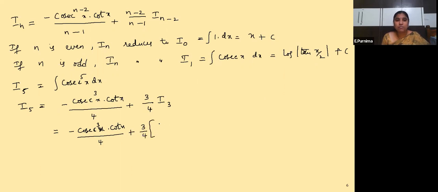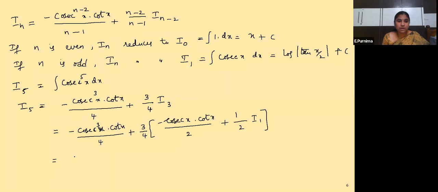What is I3? Minus cosecant to the power of 3 minus 2 is 1. That is cosecant to the power of 1, which is nothing but cosecant x only. Cosecant x into cot x by n minus 1. That is 3 minus 1, how much? 2. Plus n minus 2, 3 minus 2 is 1, by 3 minus 1, how much? 2. So 1 by 2 into I1. Okay. Now, what is the I1 value, children? Log tan x by 2 plus c.